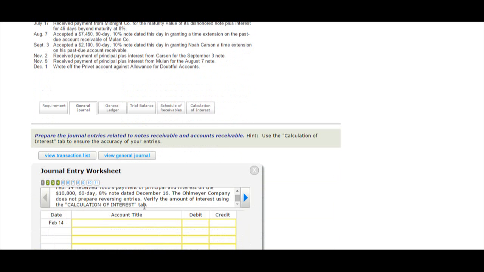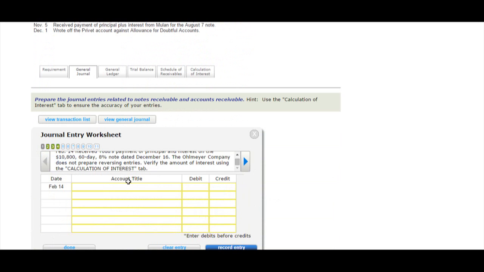On February 14th, the company receives payment of the principal and the interest. Debit cash for the entire amount. $10,800 times 8% times 60 divided by 360 plus the original amount loaned. This will give you a total of $10,944. You have to break that interest up into what was already accrued and what is revenue for this period.